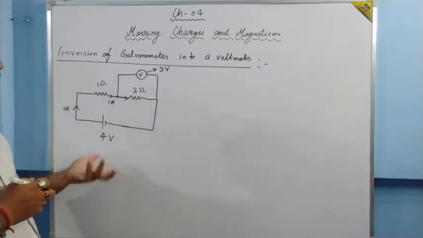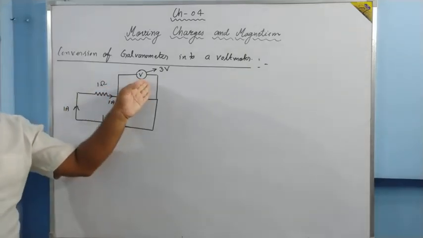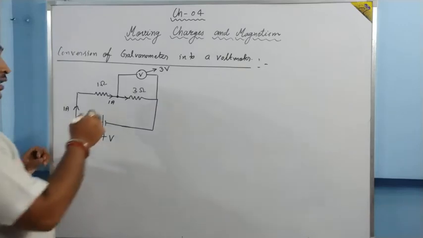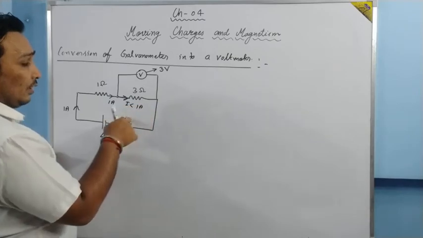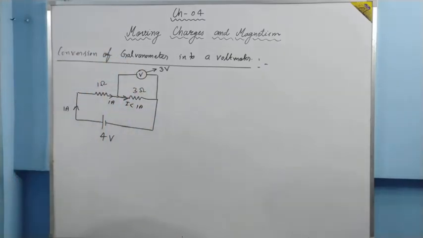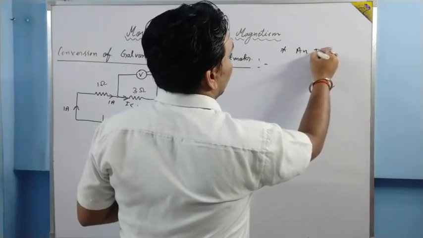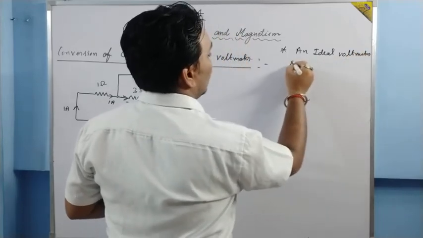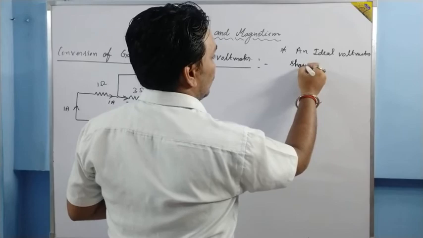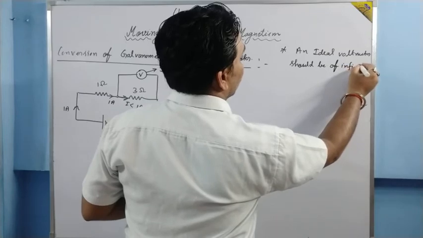But in real practice, it is not like that. The voltmeter is not ideal. It is not of infinite resistance. So because of this, the current divides over here. Whatever current we get here will be less than 1 ampere, and then the reading of the voltmeter is also less than 3 volt. So what is the important point? The important point is that an ideal voltmeter should be of infinite resistance.